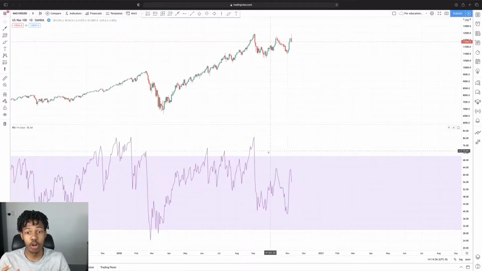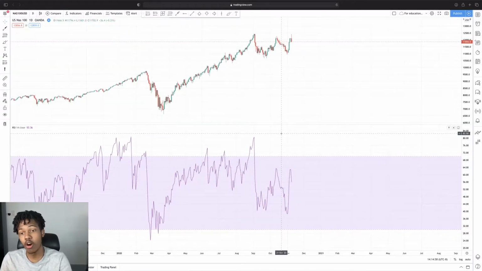All right, so now we've got a chart open, and as you can see down here, this is my RSI indicator that I have on here. It looks a little bit different from the RSI that I have on my Thinkorswim platform. It's a little bit more colorful, but for now, this is just for educational purposes. We have a straight purple outline of what the RSI looks like.